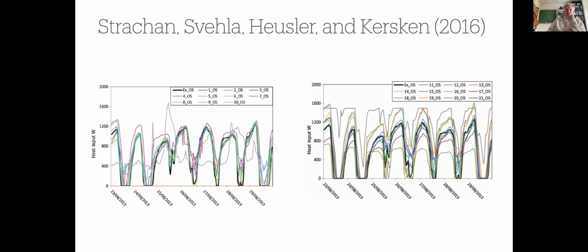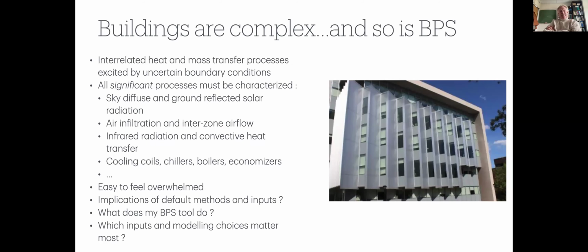So what's going on here? Is it the tools that are the problem? Is it the models within the tools that are the problem? Well, I argue that BPS is very complex, and BPS is very complex because buildings are complex. The physical processes happening within the buildings are highly uncertain. They're being excited by uncertain boundary conditions, meaning uncertain weather conditions, occupancy patterns, usage behavior, whether blinds are open or closed, whether lights are on or off. These all have an impact on the physical processes happening within the building.